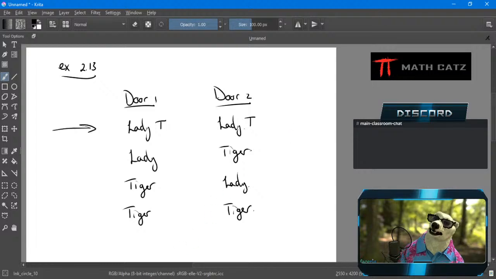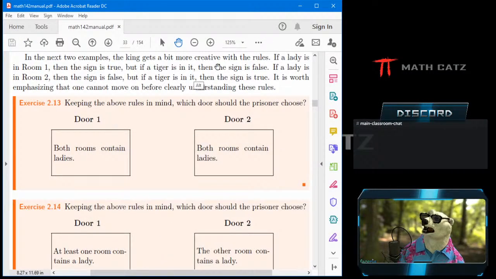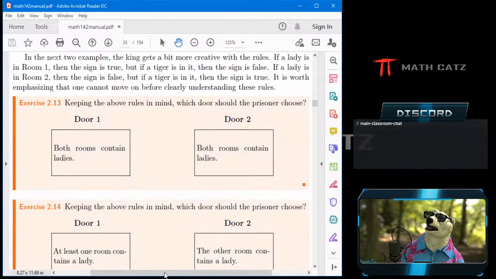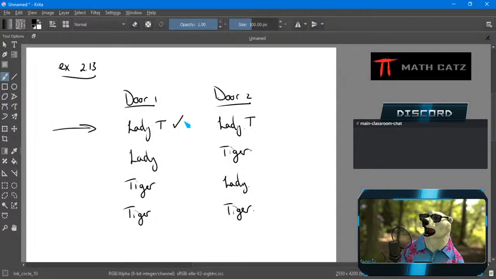But now, to figure out if this is possible or not, if it fits with what the king is saying, I have to really understand what the king is saying. And the king says a little more than usual. He says, if a lady is in room 1, then that sign must be true. If a tiger is in room 1, that sign must be false. So now I look and I see, well, in my scenario, there's a lady in room 1. So the sign, according to the king, should be true, and it is, so that checks out.